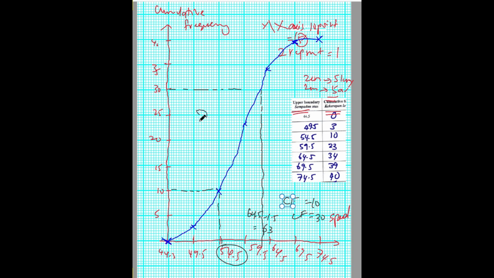So the interquartile range is equal to Q3 minus Q1, which is 63 minus 54.5, which is equal to 8.5. The acceptable answer in the scheme is 8 plus or minus 5.